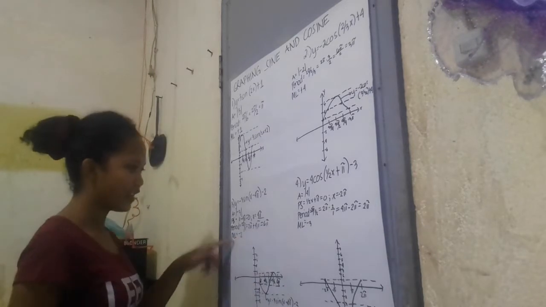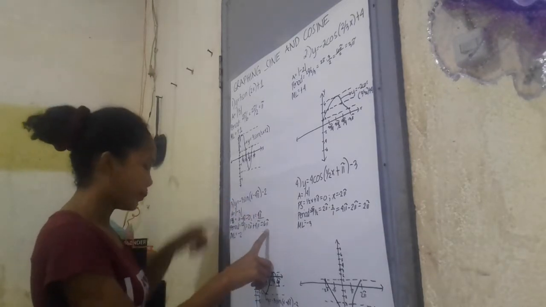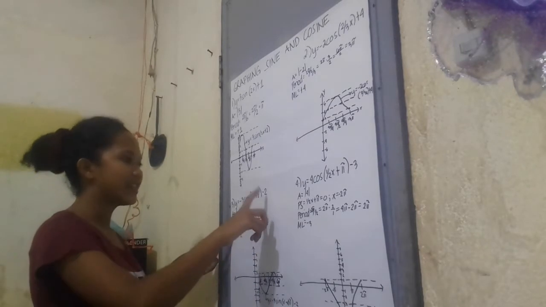So we get our first point and our end point. The middle line is negative 2.